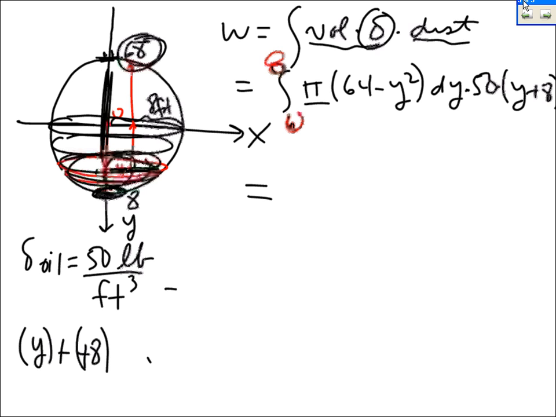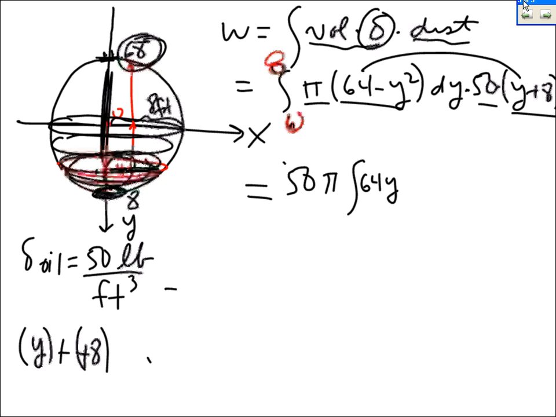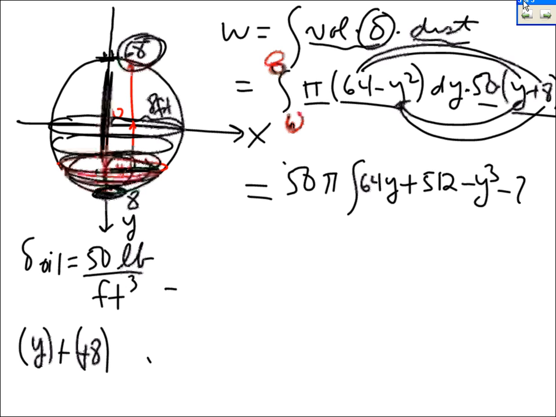Well, the pi times 50 in front. 50 pi. And then we distribute this out. You get 64y plus 512 minus y cubed minus 8y squared, all times dy.